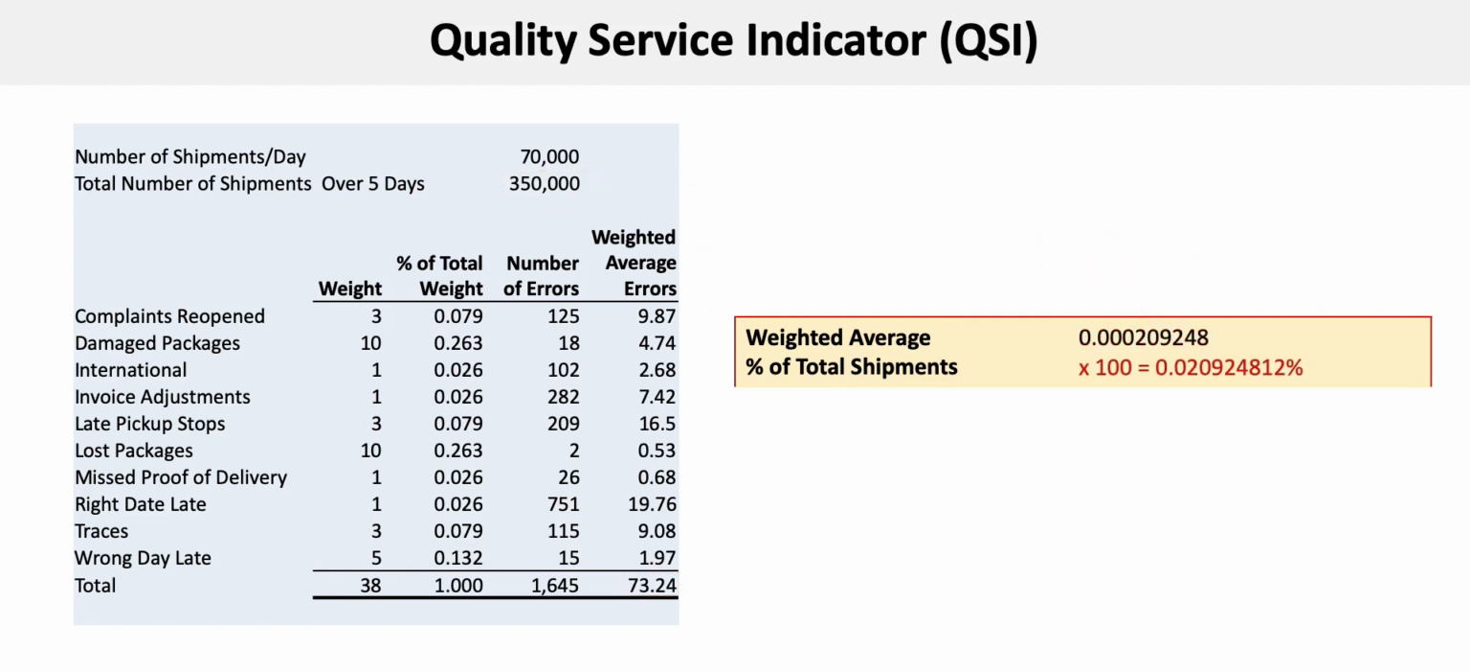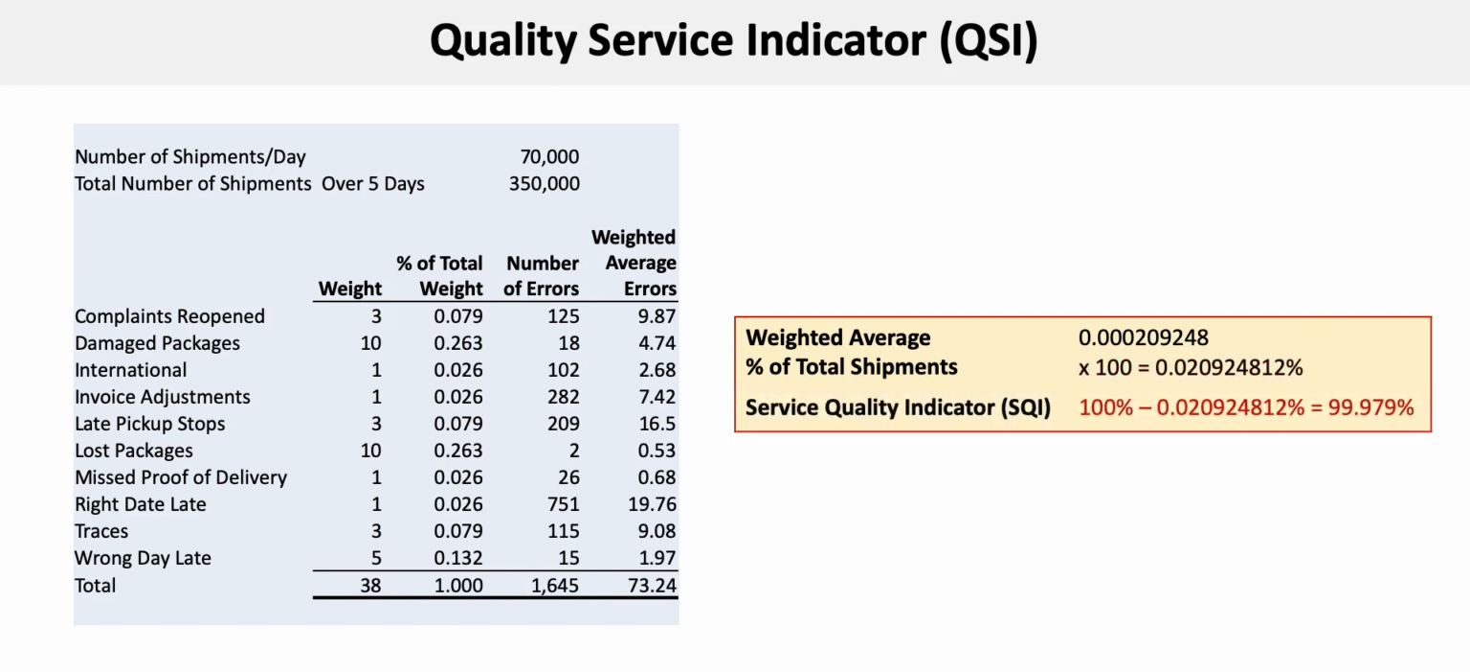It helps to convert this to a percentage, so if we multiply that by 100, this gives us 0.0209%. This represents the average service upset rate. Finally, to calculate the QSI, we simply subtract that number from 100% and we get 99.979%. So now we can come up with an overall conclusion.